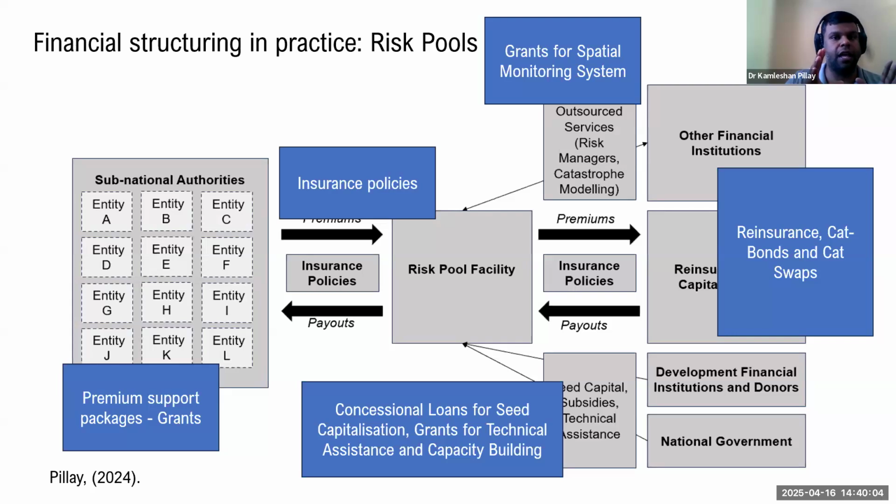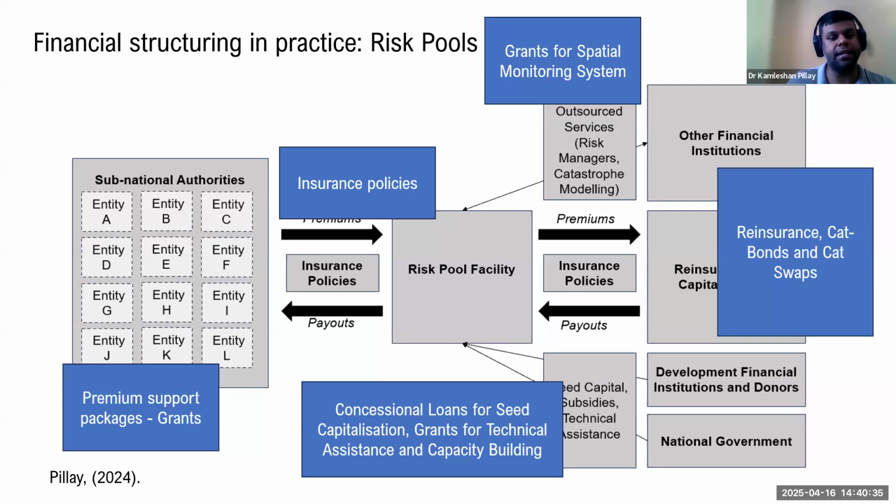So just an example of, you want to keep the risk pool size optimal because it increases the diversification benefit. So even though premium support packages may not be a way of cultivating that risk awareness, they are essential for making sure that the numbers are optimal within a risk pool. We spoke a little bit about grants for technical assistance and capacity building. So that's very standard within risk pool development.